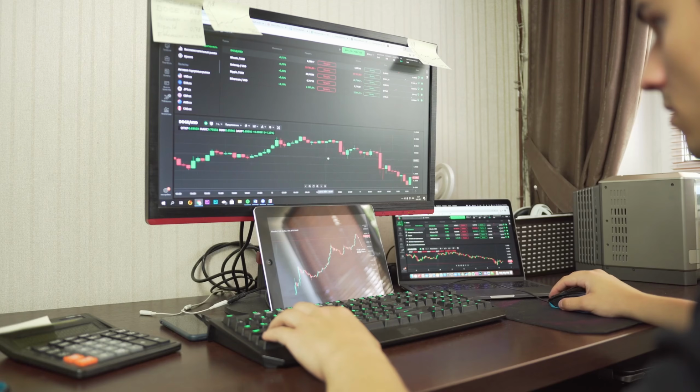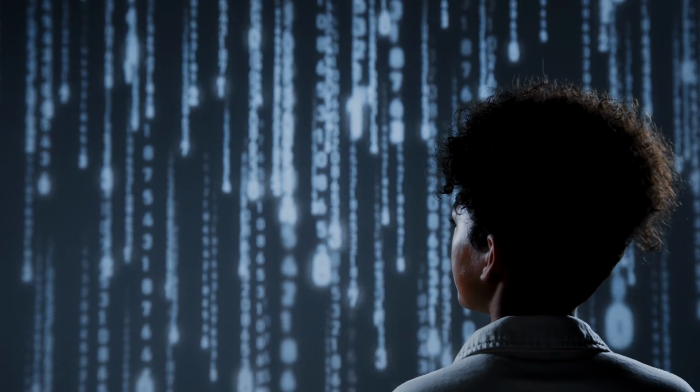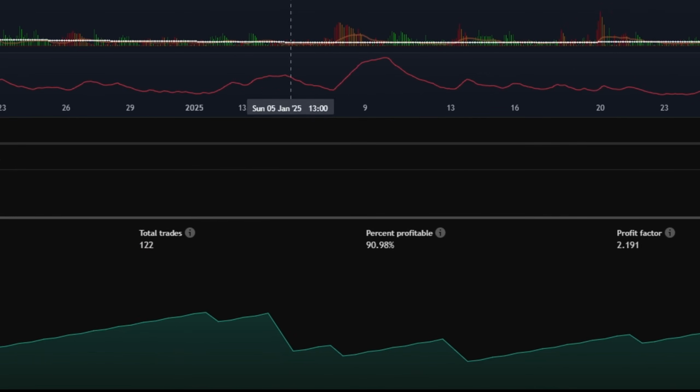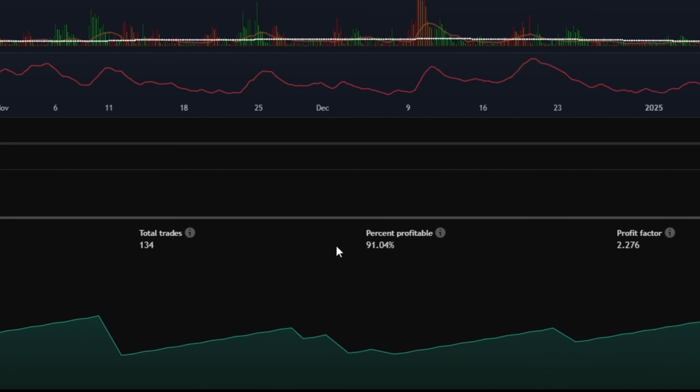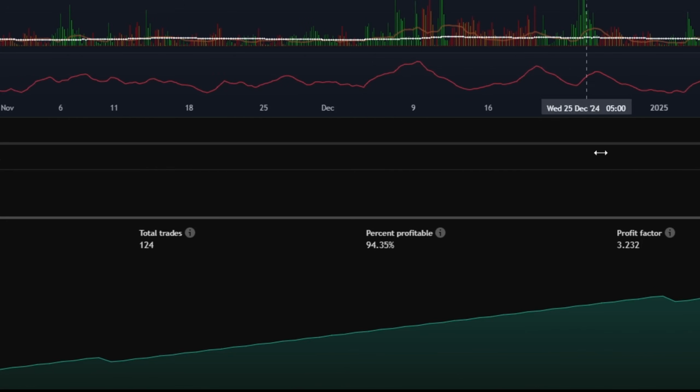As always, here on TradingGate, we focus on data provided by backtesting, as you can see in these examples: 90.98% win rate, 91.04% win rate, 92.71%, and 94.35% win rate.